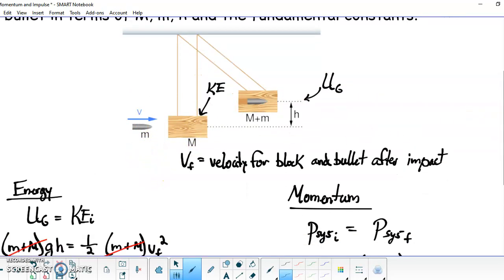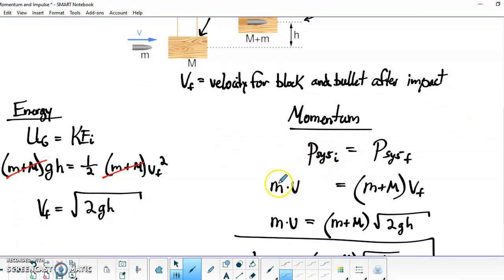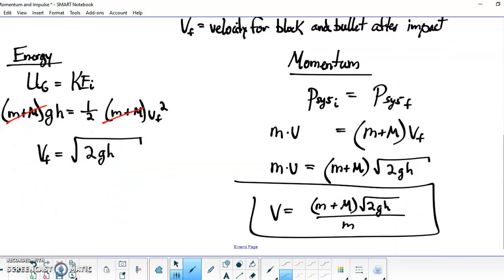There's no external forces. So the momentum of the system initially is just the mass of the bullet times its velocity. That equals the momentum of the system final, the combined mass of the bullet and block, times its velocity at the end. Well, we know the velocity at the end related to my height is equal to the square root of 2gh. I can substitute that in and solve for my initial velocity of my bullet. This would be VB, we can call it, the velocity of the bullet, and it equals this. So if you tell me the height and I know my masses, I can tell you that initial velocity of the bullet.